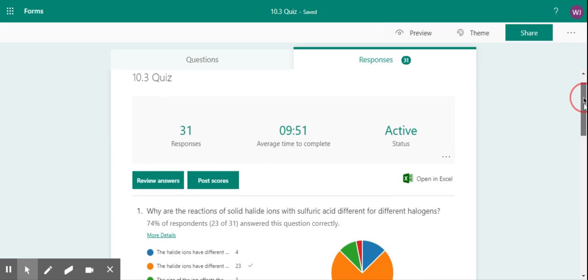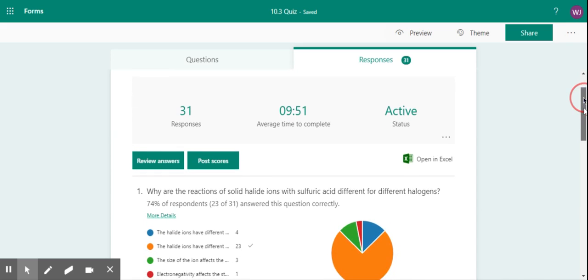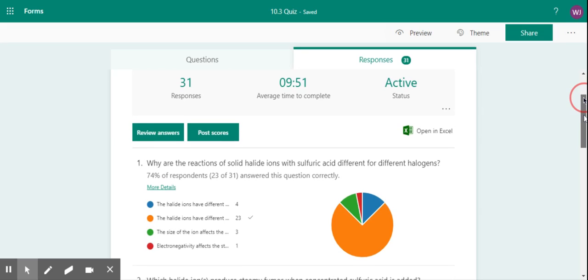So question 1 was, why are the reactions of solid halide ions with sulfuric acid different for different halogens? As you can see, the majority of you got the correct answer, so 74% of you got that the halide ions have different reducing powers. The most common wrong answer was that the halide ions have different oxidizing powers.